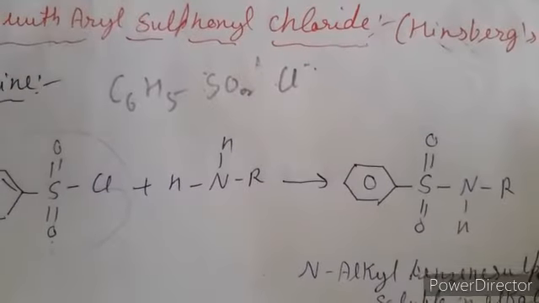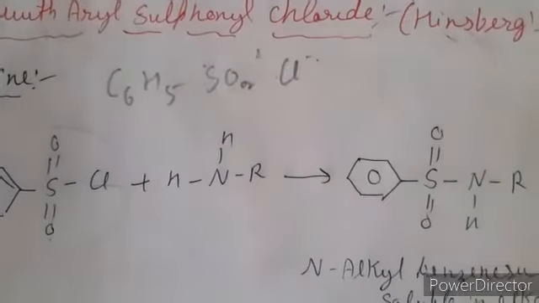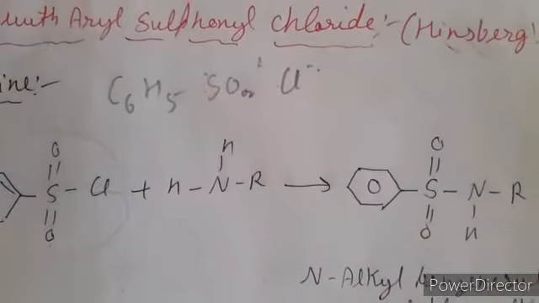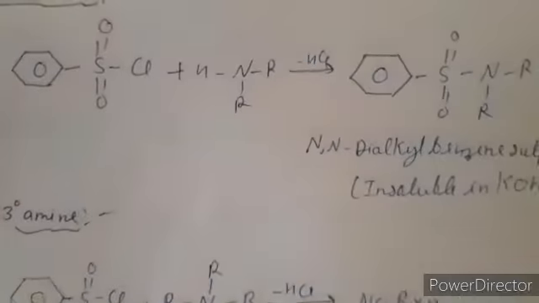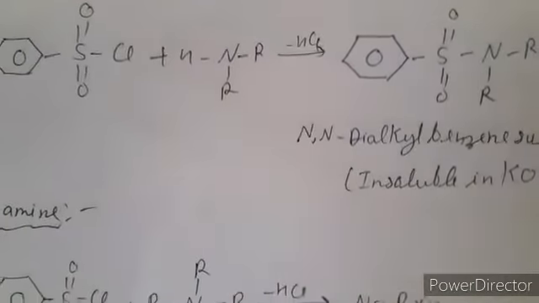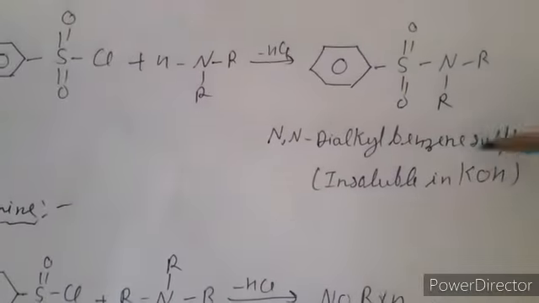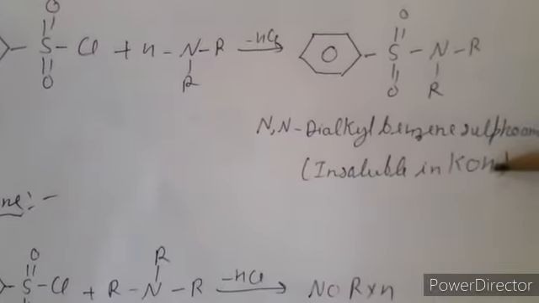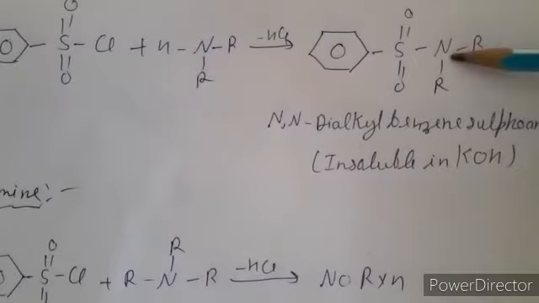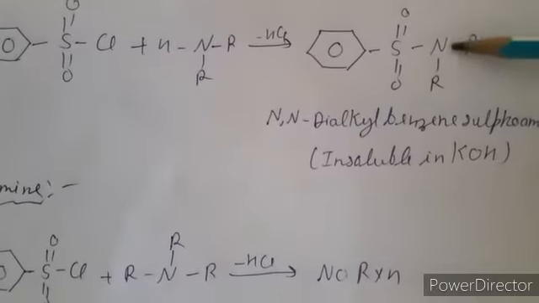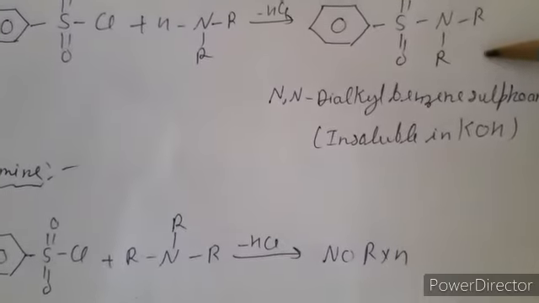Further, when we treat that salt, it again produces an insoluble product, the same as the starting product, N-alkyl benzene sulfonamide. When we react Hinsberg reagent with a secondary amine, it produces N,N-dialkyl benzene sulfonamide, but this product is insoluble in KOH. Why? Because there is no hydrogen atom attached to the nitrogen atom, which has the tendency to lose a proton.